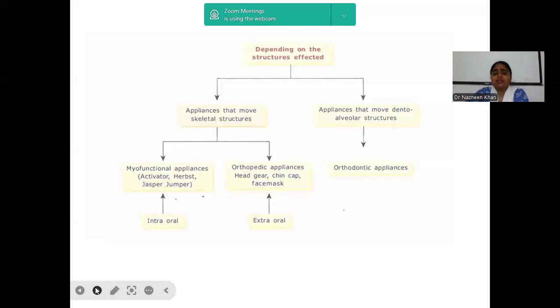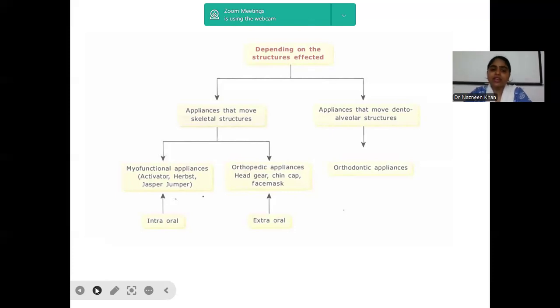अब अगर हम इन्हें क्लासिफाई करें तो हम इनको दो पार्ट में डिवाइड कर सकते हैं डिपेंडिंग अपॉन द स्ट्रक्चर इफेक्ट. स्ट्रक्चर इफेक्ट में आएगा अप्लायंसेस दैट मूव स्केलेटल structures and appliances that move the dentoalveolar structures. The appliances that move the skeletal structures are the myofunctional appliances and the orthopedic appliances. जो myofunctional appliances आते हैं वो हर्बस, जेस्पर, जंपर, एक्टिवेटर होते हैं. एंड ऑर्थोपेडिक अप्लायंसेस जो होते हैं वो हेड गियर, चिन कप, फेस मास्क होता है.